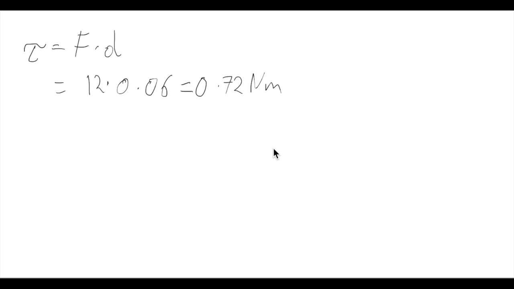Next question is a definition question. So what is a couple? Simply, a couple is a pair of forces of equal magnitudes acting in opposite directions.